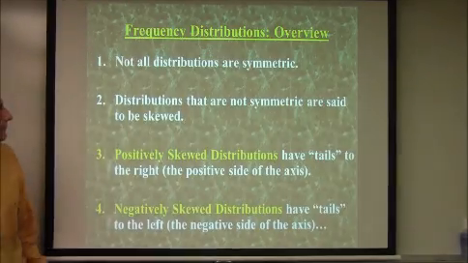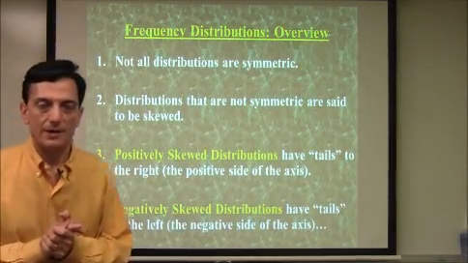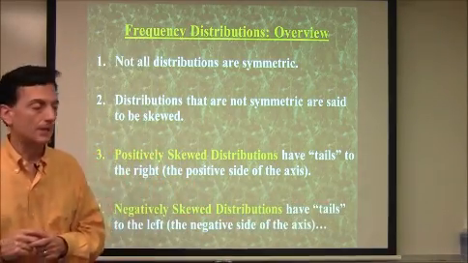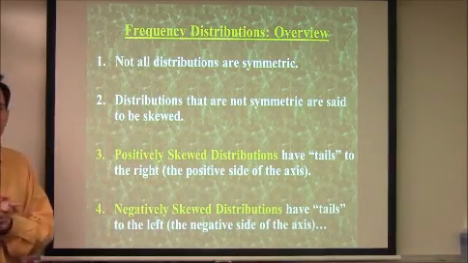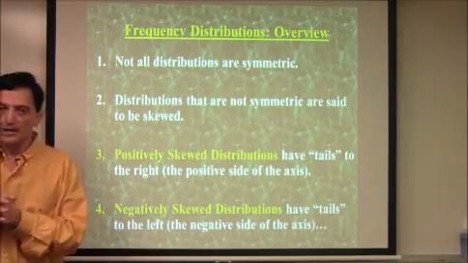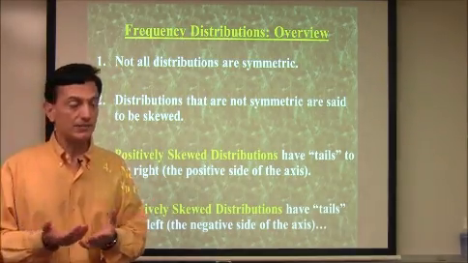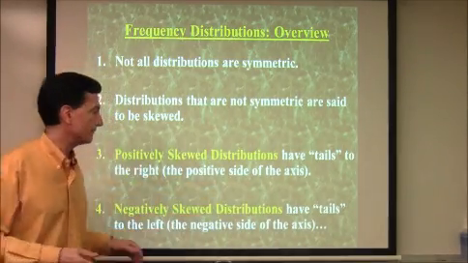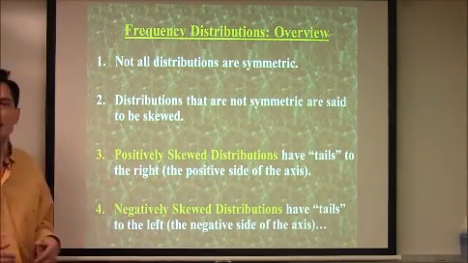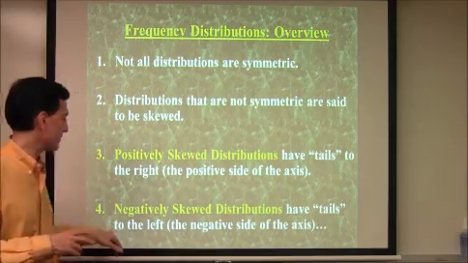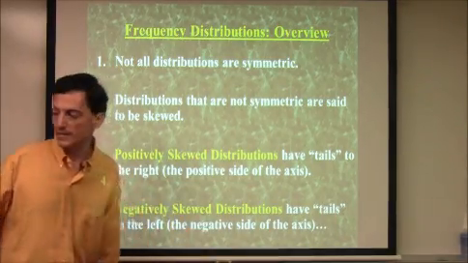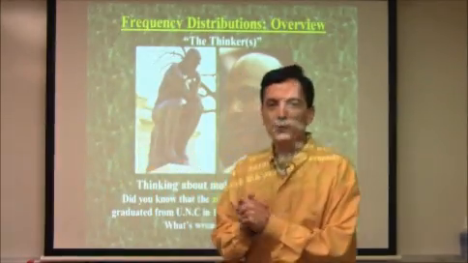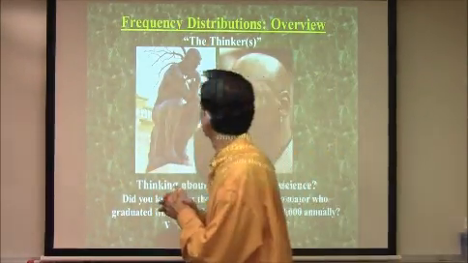Okay. So not all distributions are symmetric. So far we've been talking about these beautiful Gaussians that are symmetric. It's one of their properties. But sometimes we have these asymmetric distributions, and some of them are said to be positively skewed. These have tails off to their right, to the positive side of the axis. Others are said to be negatively skewed, and these have tails off to the left or negative side of the axis.